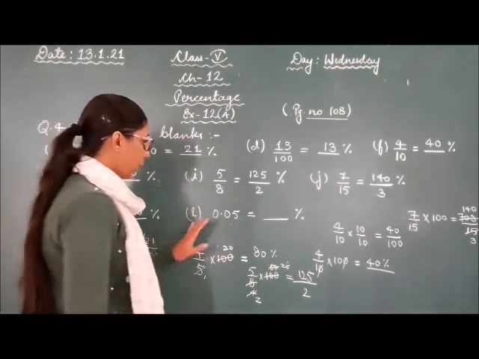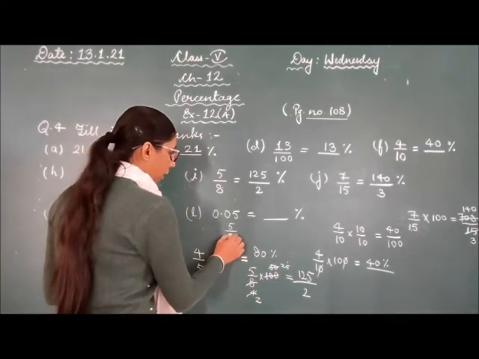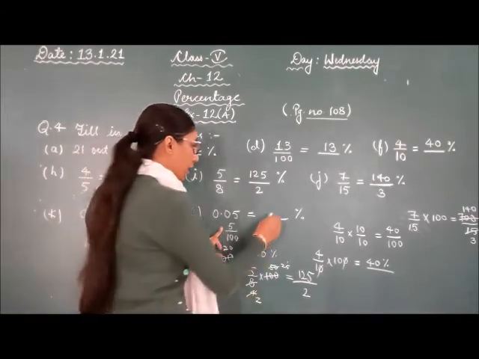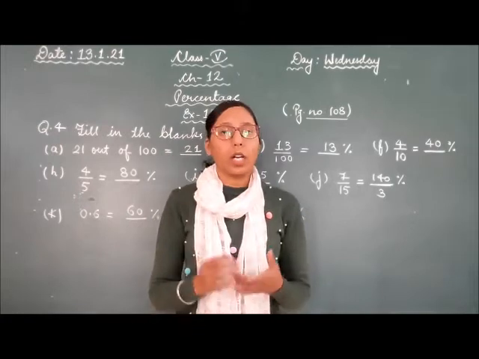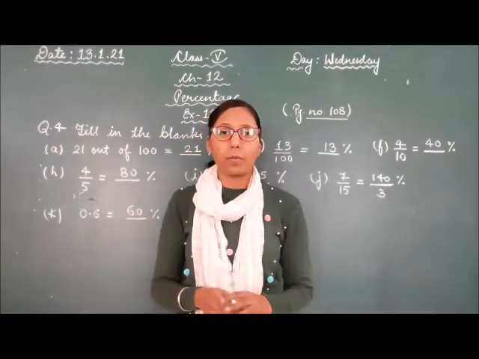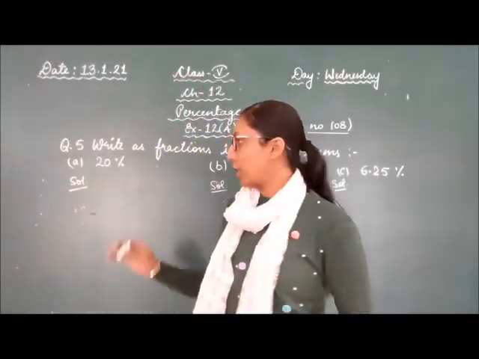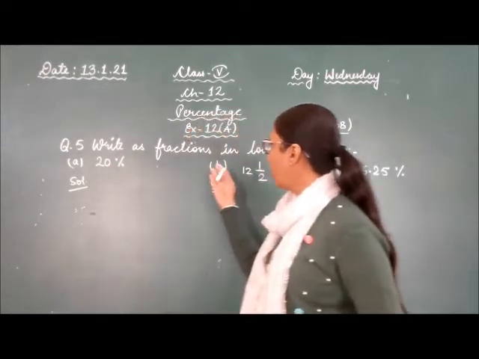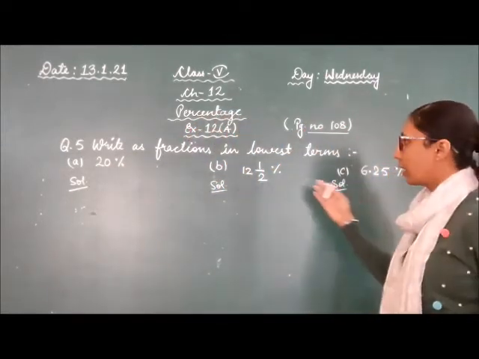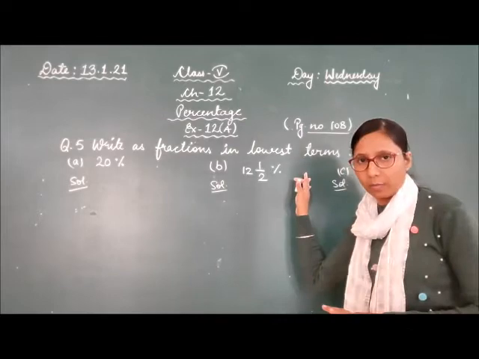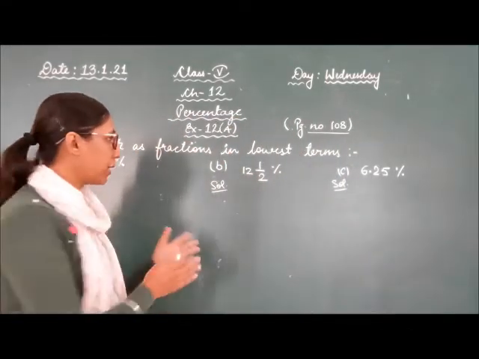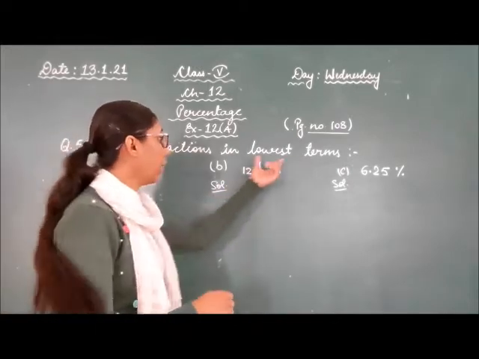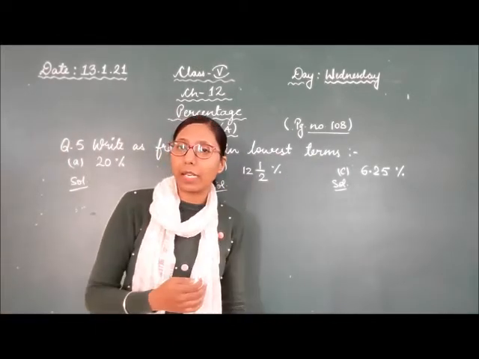This one is 5 by 100 only. So the percentage will be 5%. So like this you can solve other sums, other parts of question number 4. So next question is question number 5 in which we have to write these numbers into fractions in lowest terms. So we are going to convert these percentages into fractions. हमें इसे fractions में convert करना है but in the lowest terms. उसे भी हमें क्या करना है, reduce करना है.